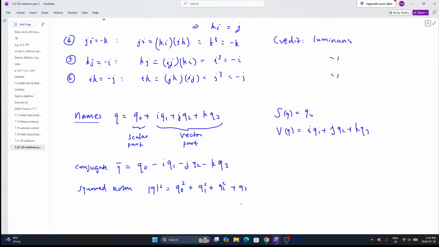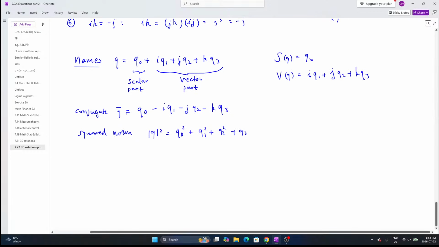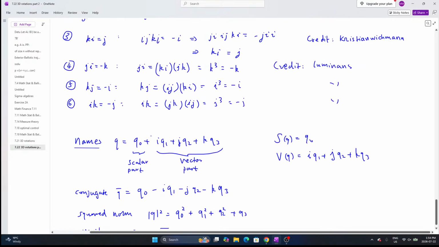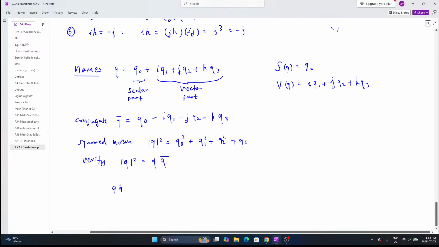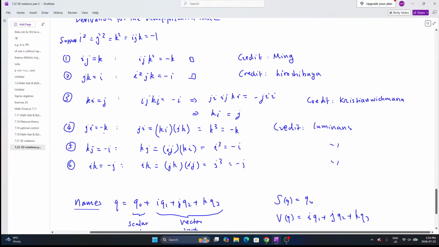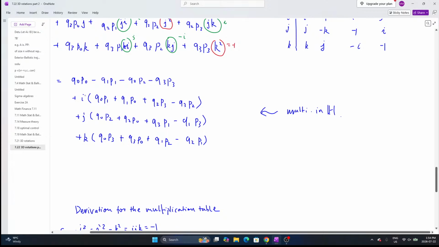And we can verify that, just like in complex numbers, the square norm equals q times q bar. It's a good exercise. So let's multiply q and q bar. What happens when you multiply q and q bar? Use the big formula. Everything, no p, everything is just q now. And we want to see if there's any cancellation going on. Probably there is.